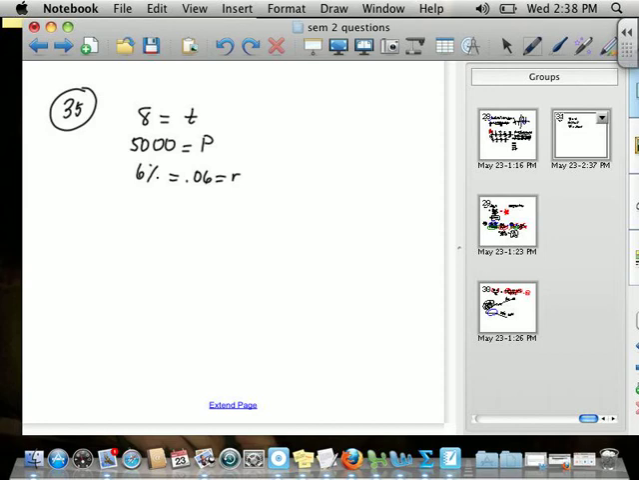So quarterly, what does that mean that I have? 4 for n, right? So your formula is amount after time t equals p times 1 plus r over n raised to the nt. That would be a good thing to put on your note card.